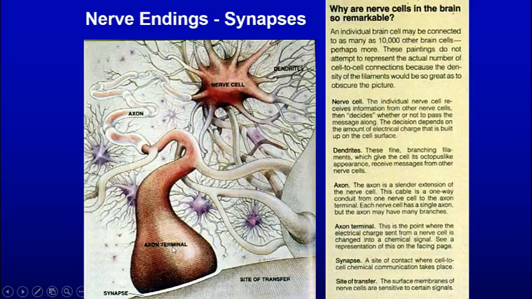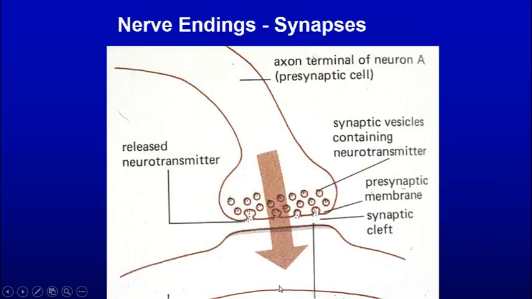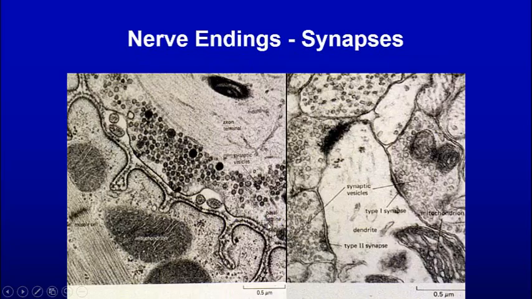So this is a terminal one. This is a site of transfer. It could be a nerve cell, could be a muscle cell that we can see. And basically you get action potential comes down through here and through there, and then you have a release of the presynaptic vesicles into the synaptic cleft.